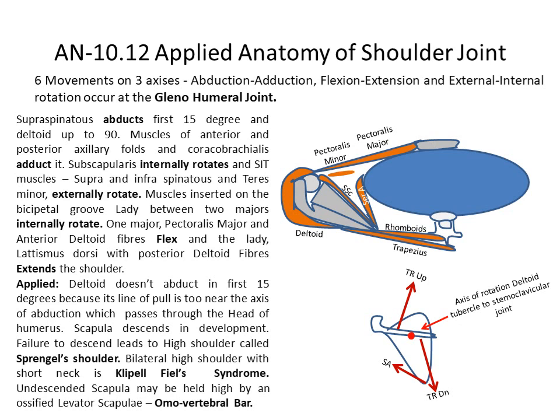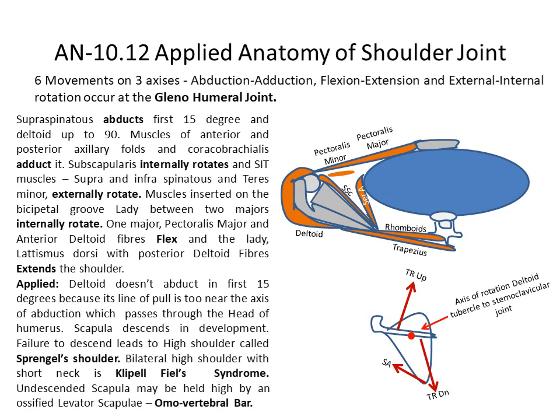Subscapularis, inserted anteriorly, internally rotates, and the SIT structures, supraspinatus, infraspinatus, and teres minor, inserted on the greater tuberosity, externally rotate. Muscles inserted on the bicipital groove, which is the lady between 2 majors, the latissimus dorsi between pectoralis major and teres major, would internally rotate.